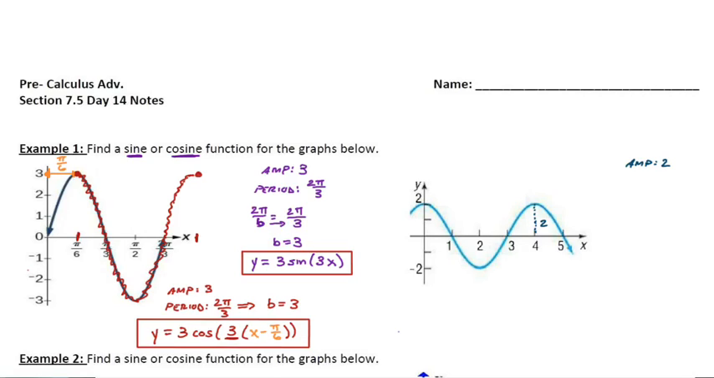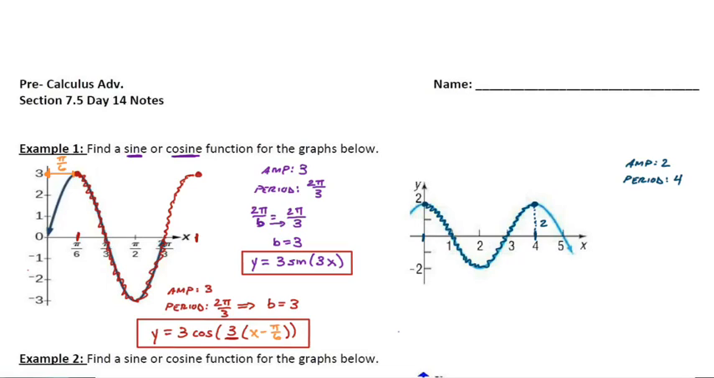So the amplitude in this case would be 2. The distance from the highest point to the midline is 2. And then the period, I'm going to look from maximum to maximum. You could look from minimum to minimum if you extended this graph a little bit, but the period in either case will be 4. So once I have my period of 4, I'm going to color over the part of the function that I want to write an equation for.